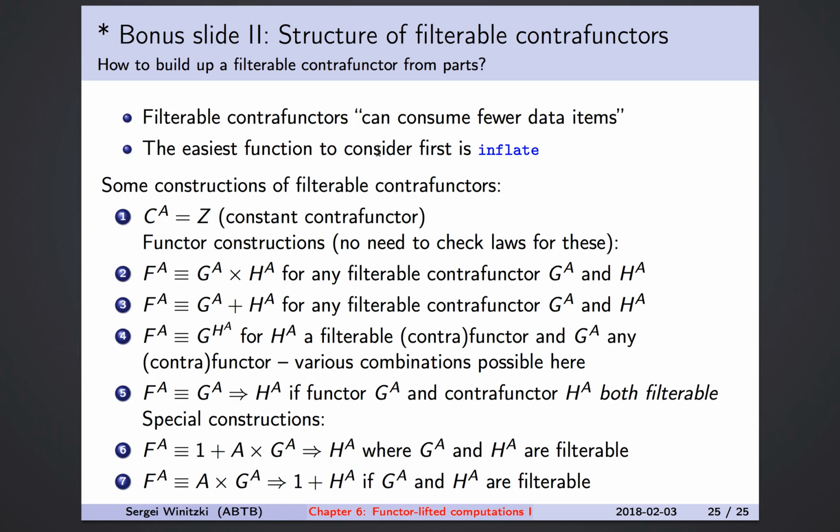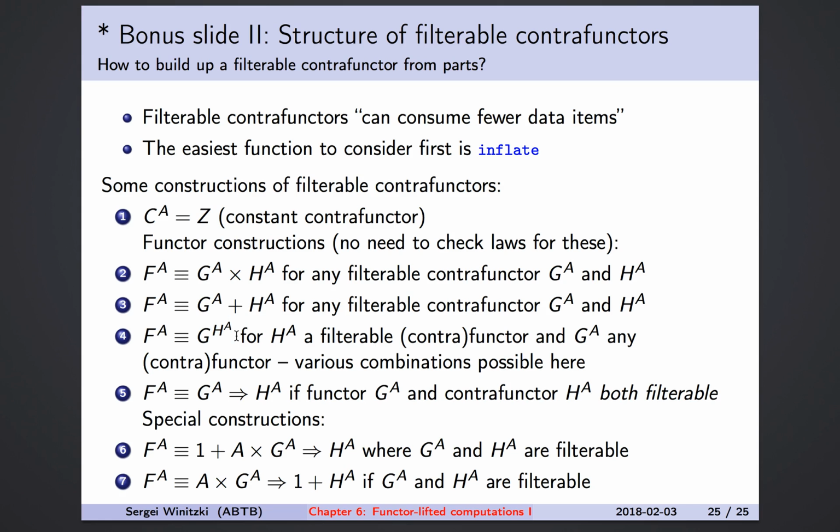And the easiest function, again, is inflate. So consider that function and try to implement it. Here are some constructions, some analogous to filterable functor constructions. First of all, the constant contrafunctor with identity filter. Then the functor constructions, which are exactly analogous to functor. You don't need to check any laws, therefore, really. If GA and HA are filterable contrafunctors, then their product is a filterable contrafunctor. Their sum and the composition like this is a filterable contrafunctor.